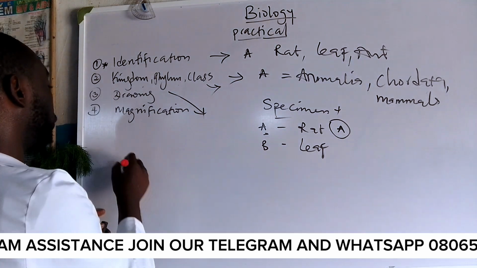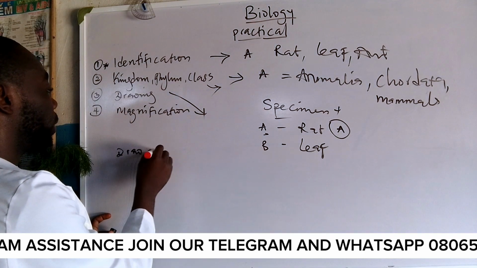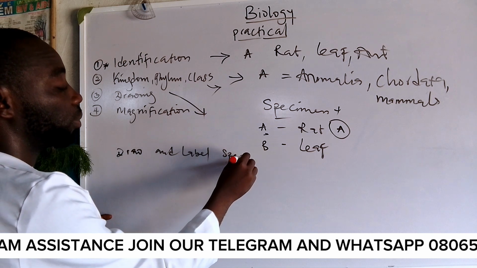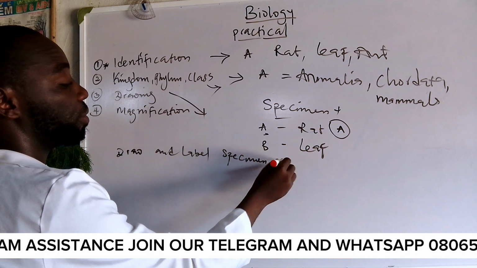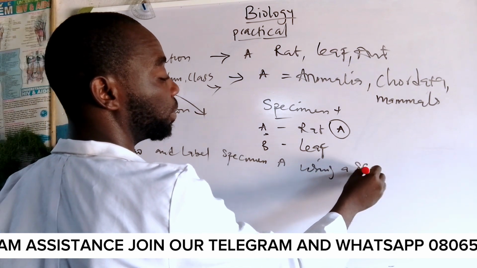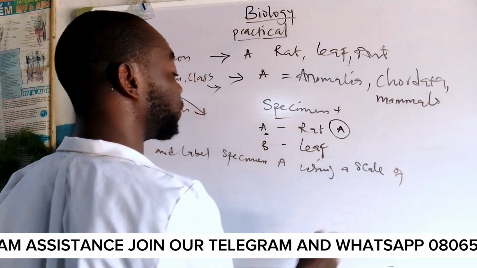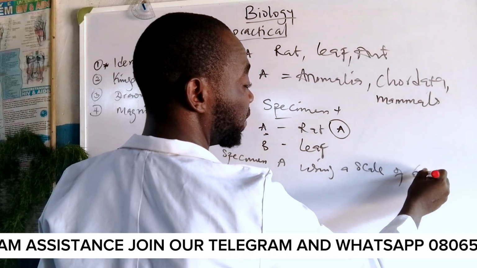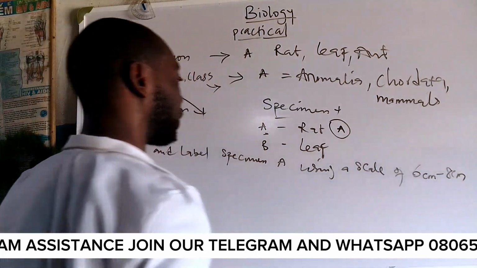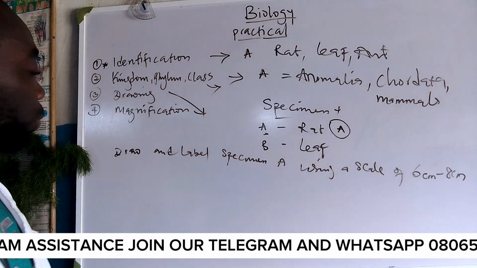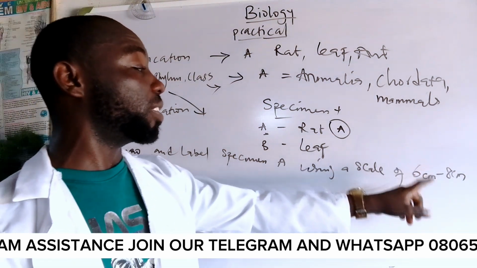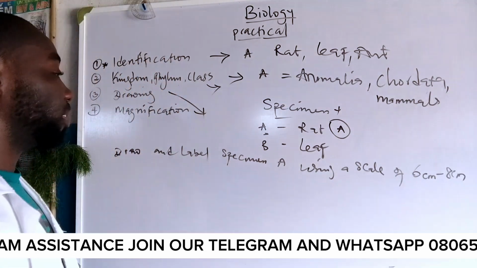They may ask you to draw and label specimen A using a scale of 6 centimeters to 8 centimeters. Draw and label specimen A using a scale of 6 centimeters to 8 centimeters.